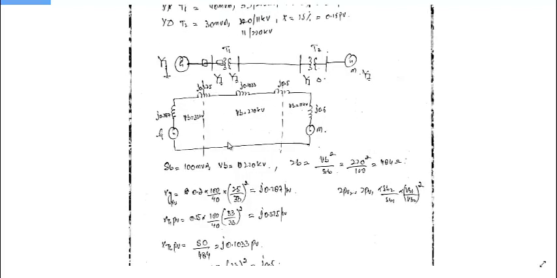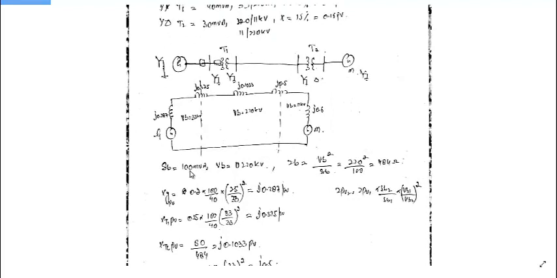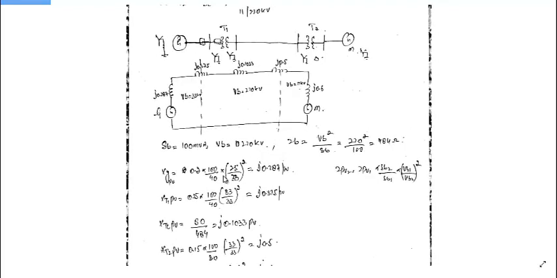So for zone second, SB is 100 MVA, VB is 220 kV, because it is given 220 for the line. So we'll calculate ZB for zone second. It will be equal to VB square by SB, which is 220 square by 100. That is equal to 484 ohms, because 220 kV square, this kV square will be divided by 100 MVA, the M and M will cancel out. This comes out to be 484 ohm. So this is the ZB in this zone.